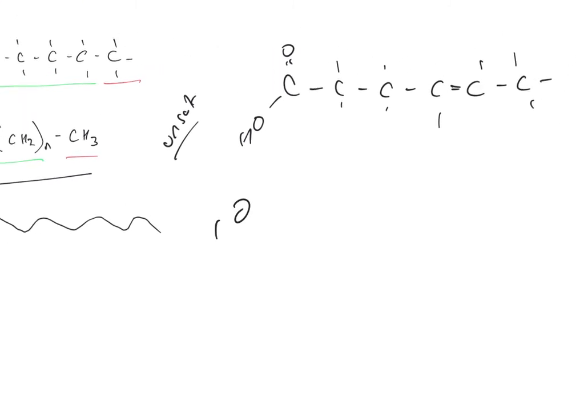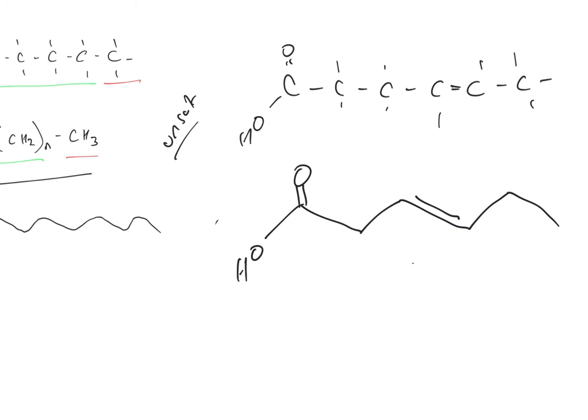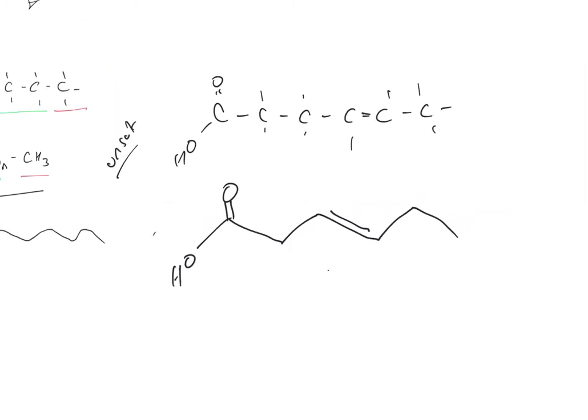So my OH. Why am I scribbling? I have an eraser. Okay, so there's my double bond. There's my O. There's my OH. Both of these are correct. They're the exact same thing. Okay, hold on. 1, 2, 3, 1, 2. Okay, sorry, I made a mistake here.